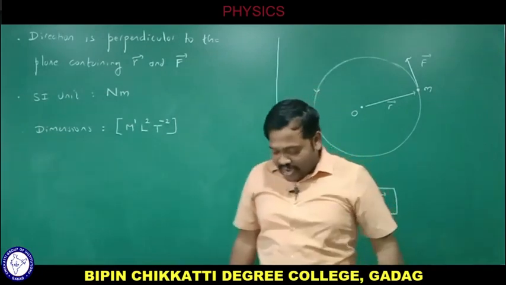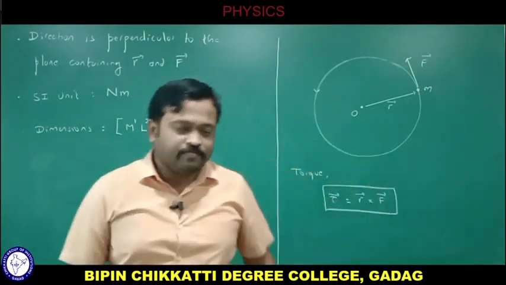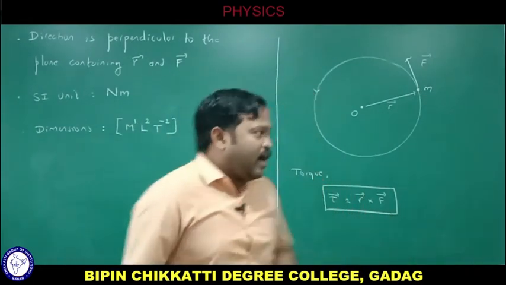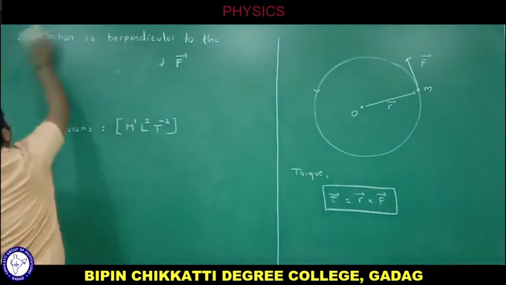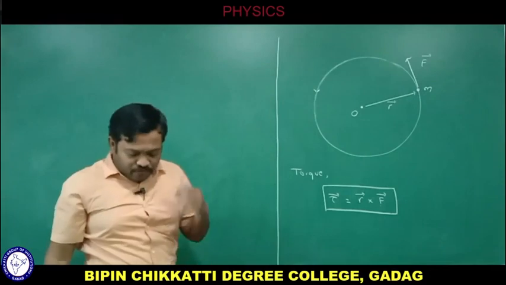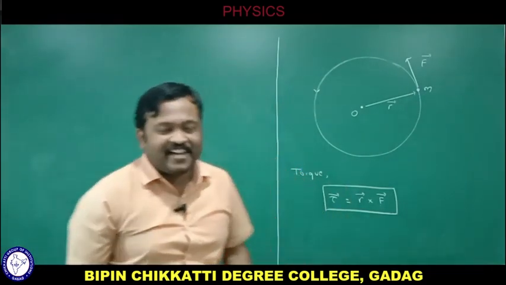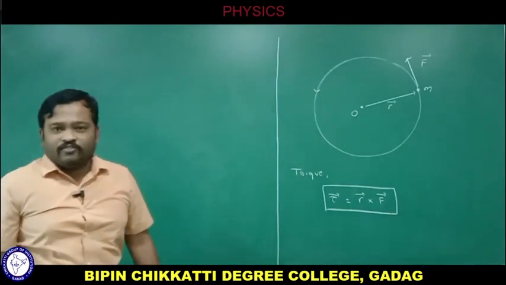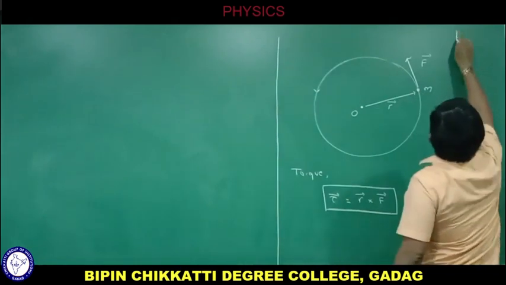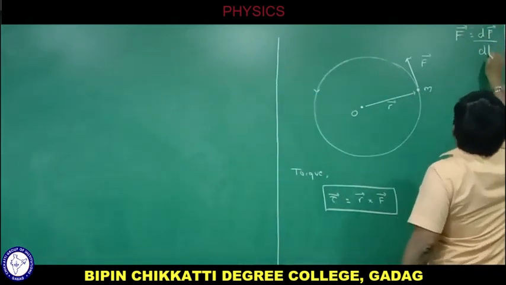I already told you that torque plays a similar role as that of force. Torque can also be defined like this. I think you know about Newton's second law. What does Newton's second law say? It says that the rate of change of momentum is directly proportional to the force, and takes place in the direction of force itself. So the formula for force is F equals dp upon dt.